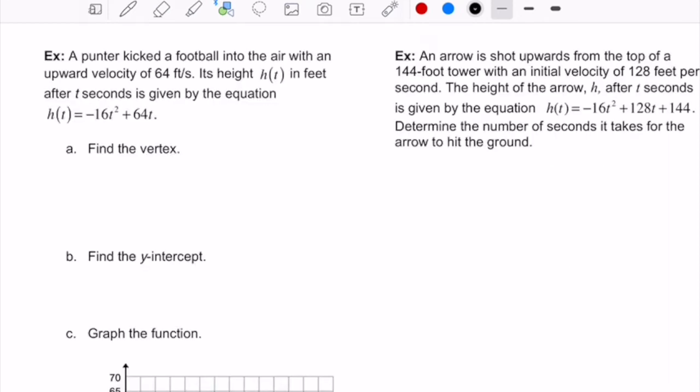On this next word problem, it says a punter kicked a football into the air. We assume it started on the ground with an upward velocity of 64 feet per second. Its height h of t in feet is given by the equation. And so we want to start out by finding the vertex. So your a is negative 16.